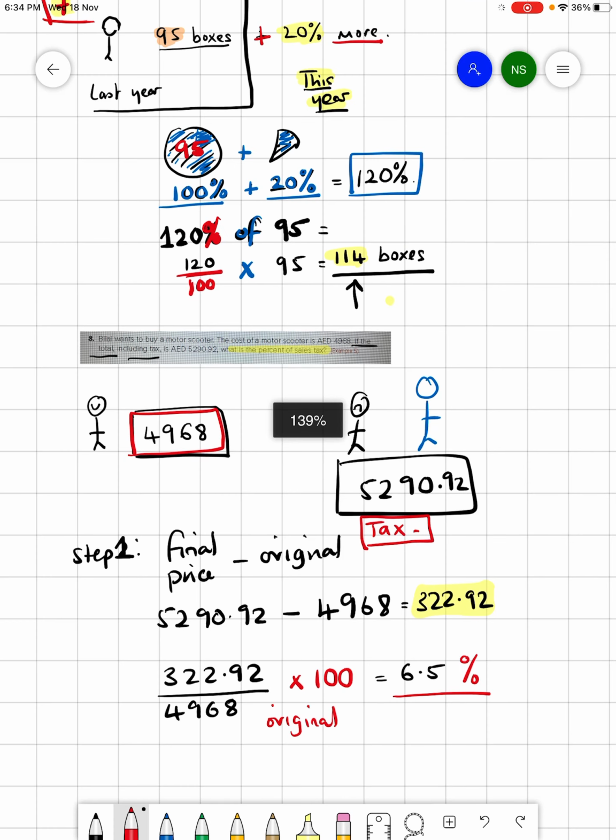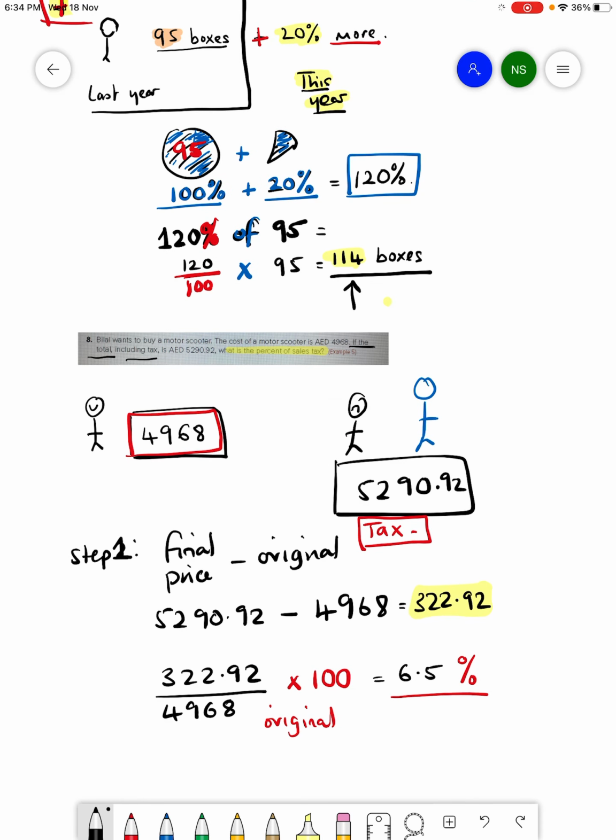Okay. So same number of steps. That was step 1. And step 2 was to put the difference in the price and divide it by the original cost of the scooter, which is there in the box. Okay. Always remember the change in the price divided by the original.